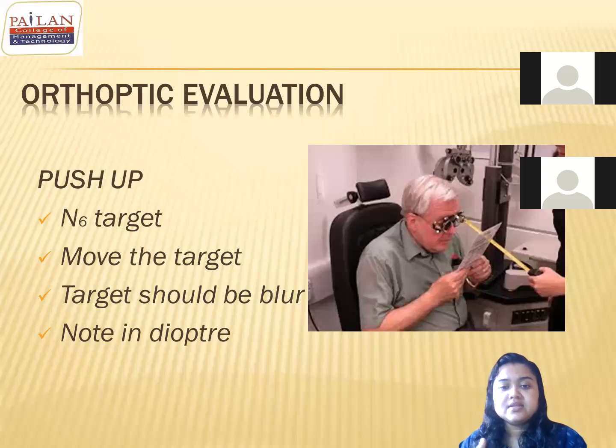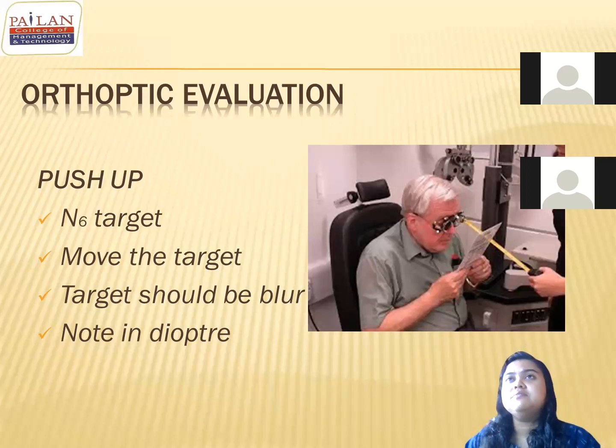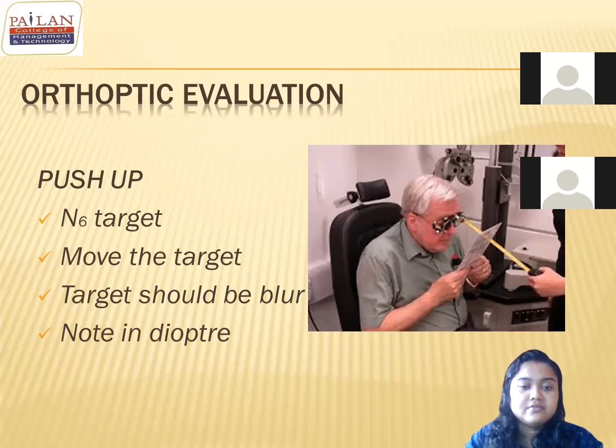So 1/3 you keep in reserve, and the patient can use the remaining amount of accommodation. This way you give an addition to the patient who comes to your clinic. You measure with the push-up test and so on. This way you measure the amplitude of accommodation, the NPA, and you record it binocularly as well as the monocular value.